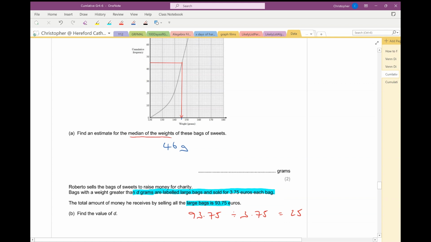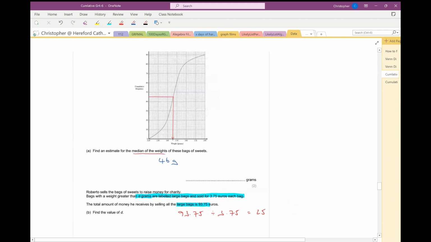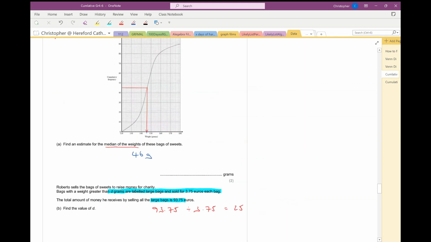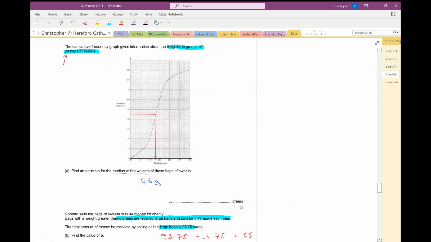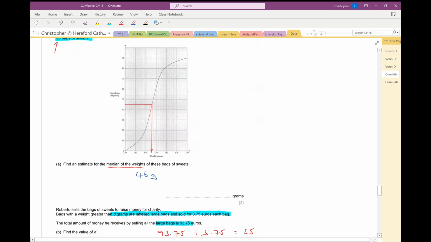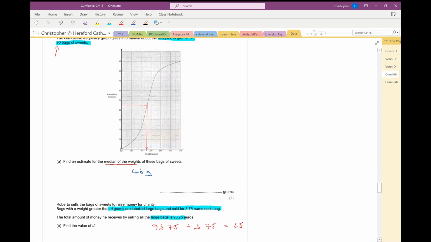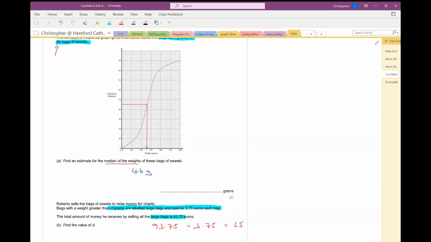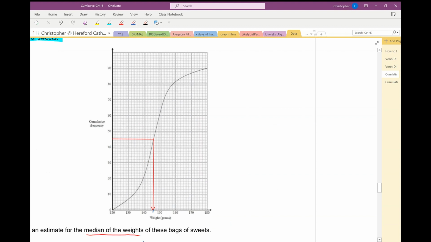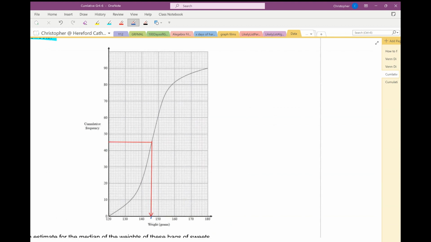Find the value of D. So it's asking me here, what weight has got 25 bags heavier than it? That's not very well explained. So he sells his 25 heaviest bags, and they're all heavier than a weight of D. So let's just have a look at this graph. We need the 25 heaviest.